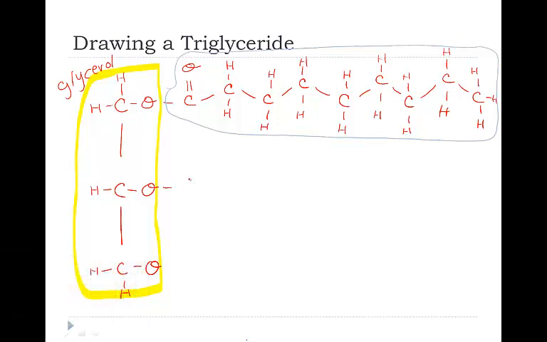Now let's draw the middle fatty acid tail. Again, we start with the carbon and the double bond to the oxygen, and then up, down, up, down. I'm going to make a really short one here, 6 carbons long: 1, 2, 3, 4, 5, 6. And then we add in our hydrogens.